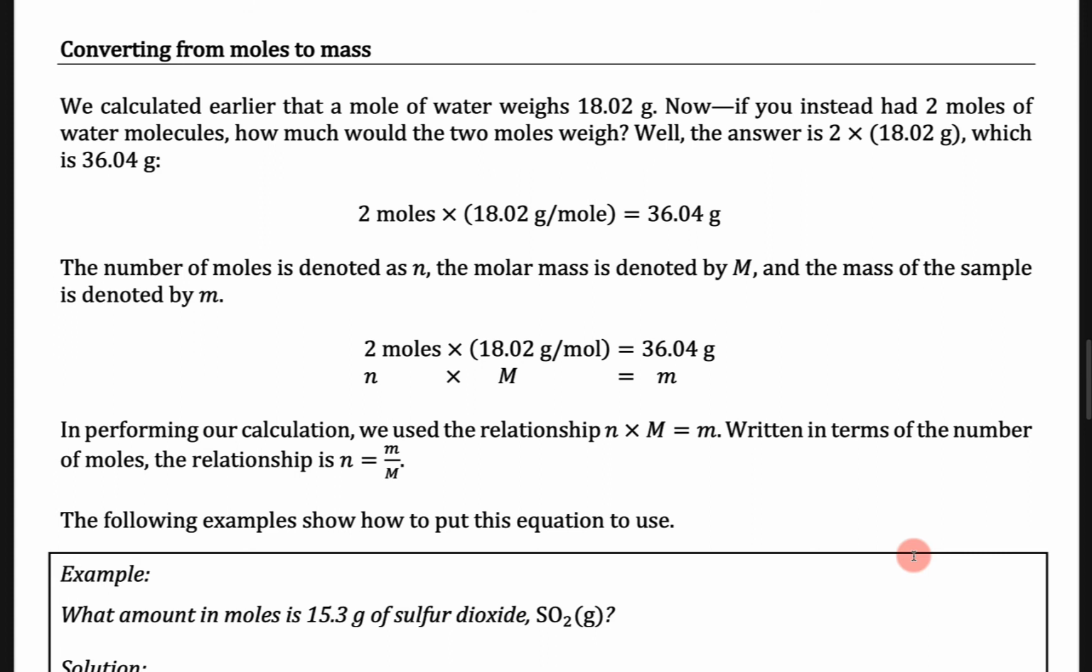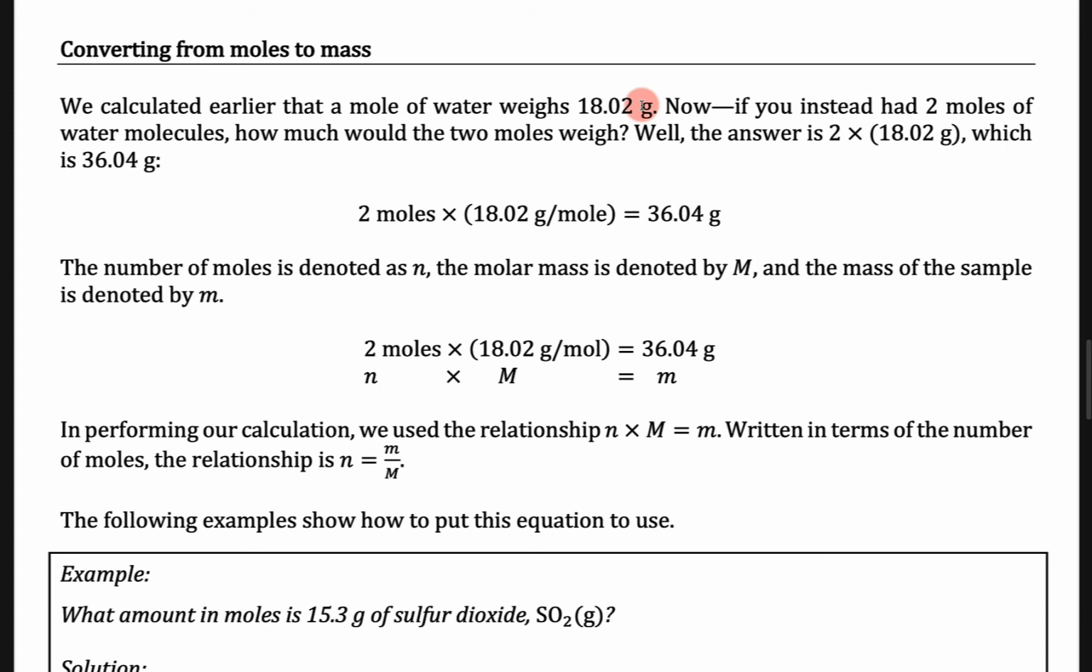So yes, in our previous lesson, we looked at examples where we were converting from moles to number of particles. So now we're going to learn how to convert from moles to mass. And to do this, we need to make use of this molar mass idea. Okay, so we calculated earlier that a mole of water weighs 18.02 grams. So if you had 602 hexillion water molecules, you would have 18.02 grams of water molecules.